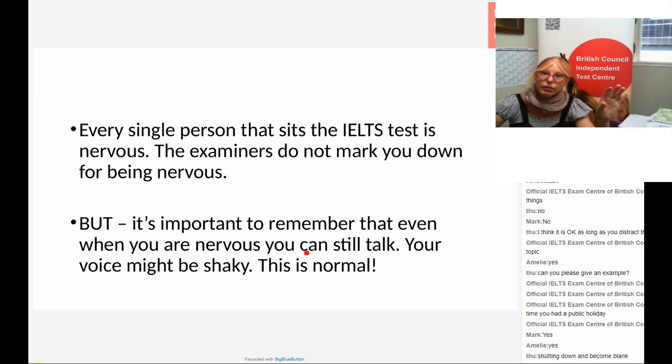However, it's important to remember that even when you are nervous, you can still talk, all right? You can still talk, but your voice is a bit shaky or a bit not confident like it would normally be. But that's okay. This is normal for people to be nervous, and it's normal for people's voices to be shaky and sort of a bit wavy. So I want to reassure you all that everybody gets nervous, and the examiner is expecting you to be nervous.